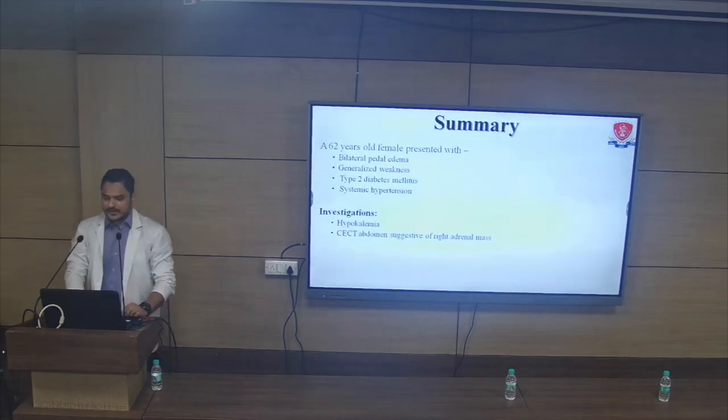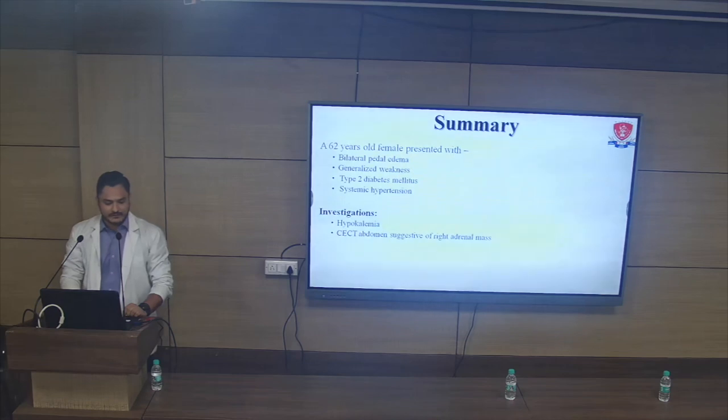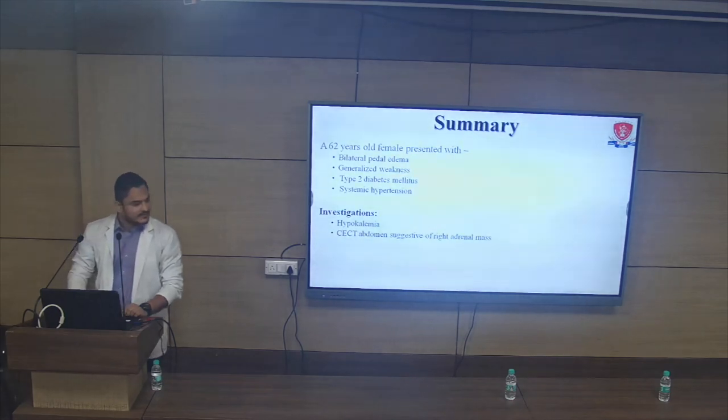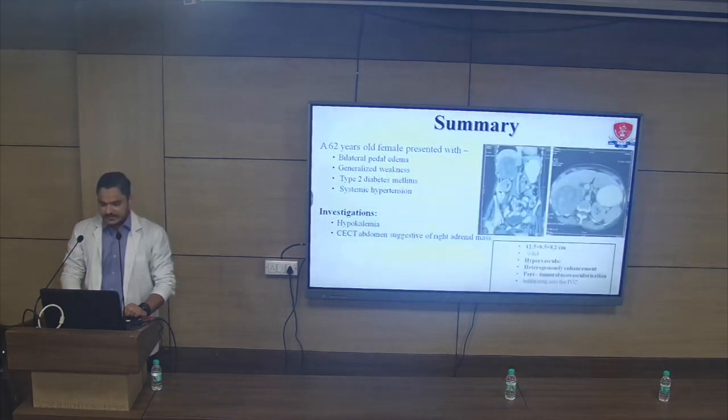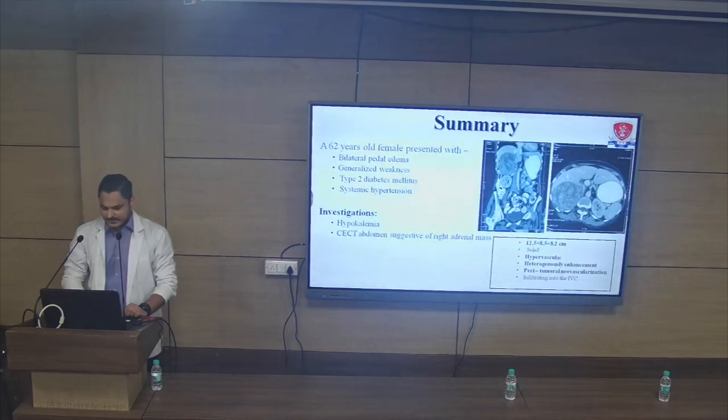So I would like to summarize the whole case. She was a 62-year-old, recently diagnosed diabetic and hypertensive female who presented with complaints of bilateral pedal edema and generalized weakness. On investigations, we found hypokalemia, and on CECT abdomen, we found a right adrenal mass. So this was the adrenal mass, as we can see here. It was 12.5 centimeters in its biggest diameter. It was hypervascular, heterogeneously enhancing, and there was peritumoral vascularization, neovascularization.